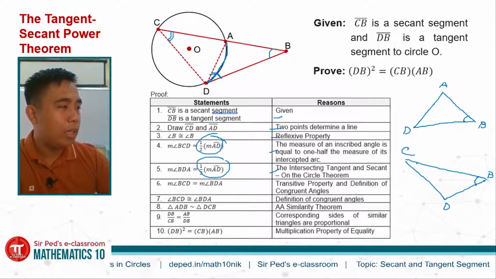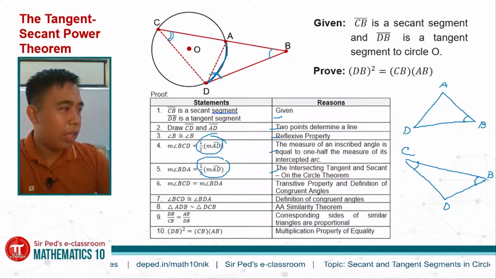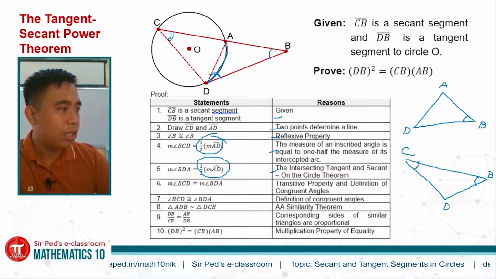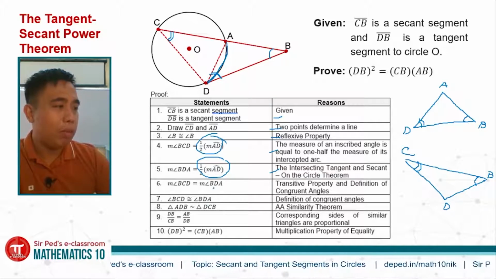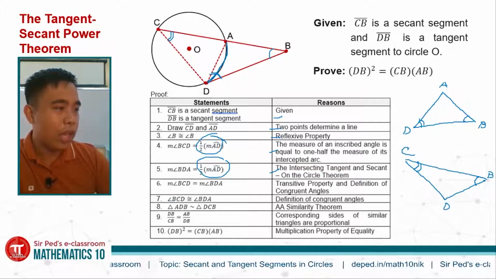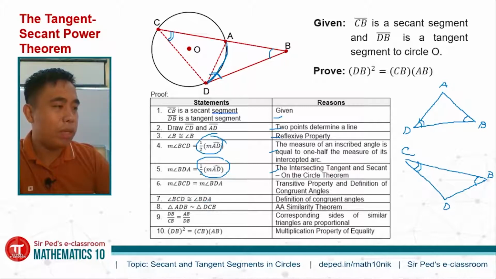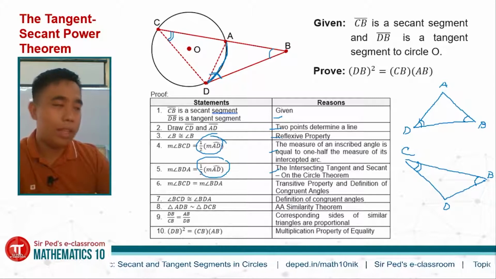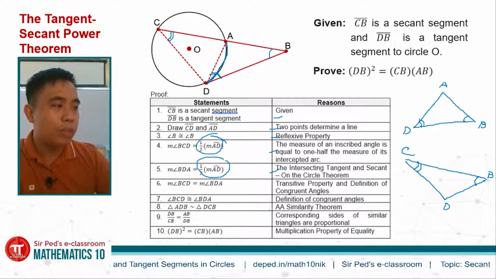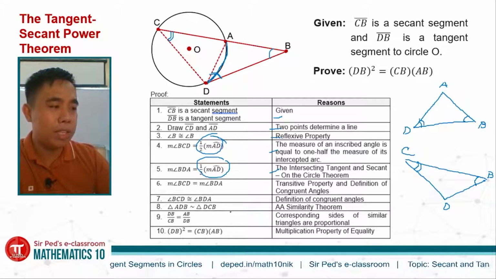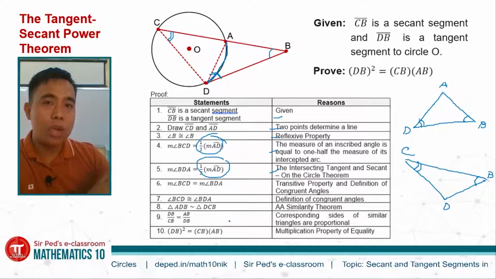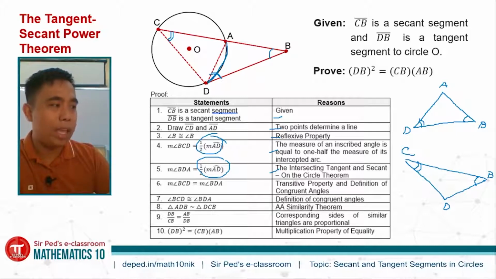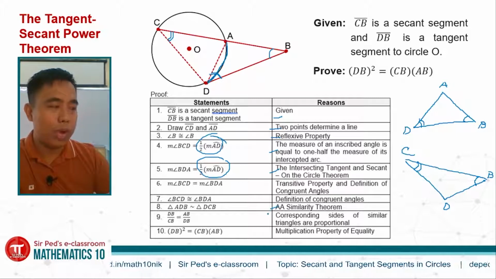So, we have proven that this angle and this angle are congruent. So by AA, not yet, they are equal first. So angle BCD is congruent to angle BDA by definition of congruent angles. So we can now prove that the two triangles are similar since we proved that the corresponding two angles are congruent by AA similarity theorem.